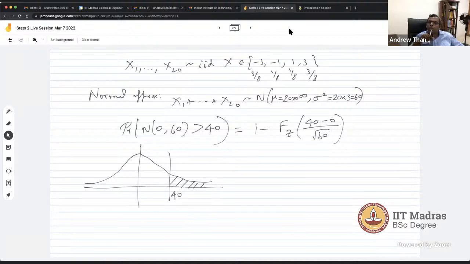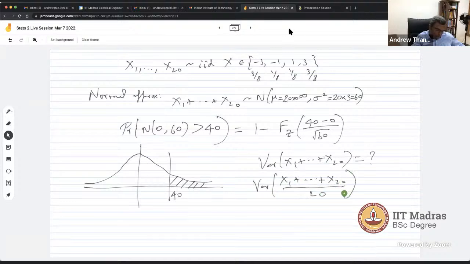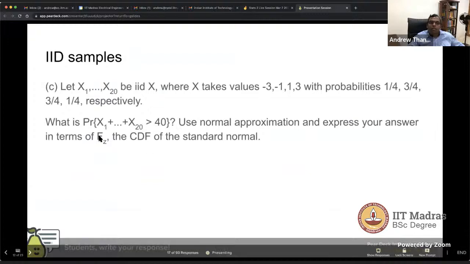Any doubts on this? A lot of people asked for a solution. Is this clear? Why is the variance what it is? Variance of x1 plus x20 is what? Okay. In this case, x1 to x20 are all independent. So it's just 20 times the variance, variance of x1 plus variance of x2, and so on, right? There's no by 20 in the question. So go and check the question.